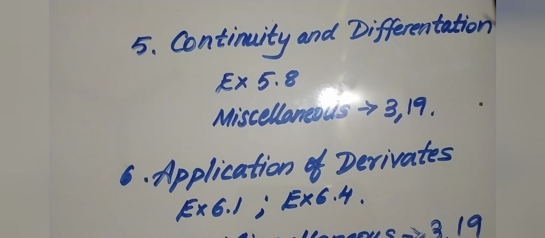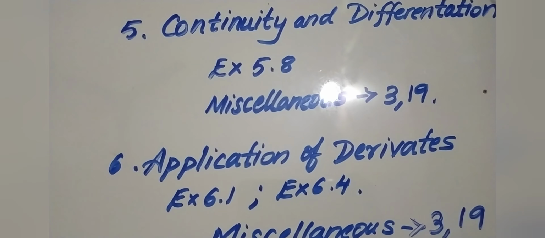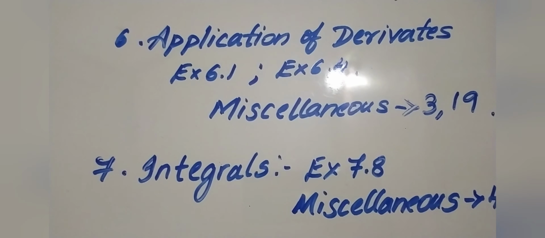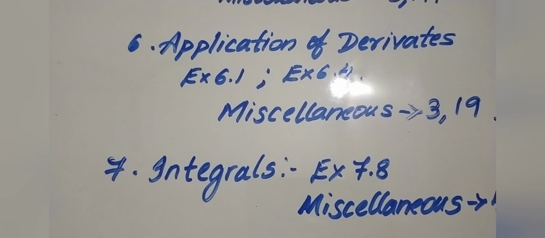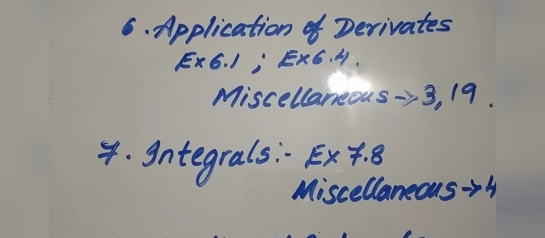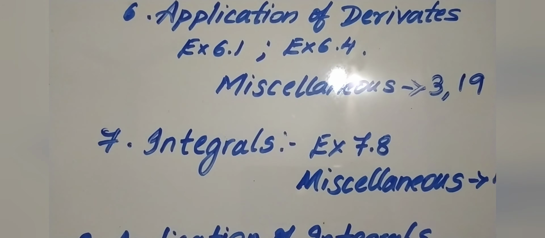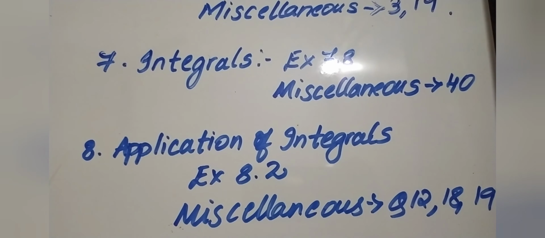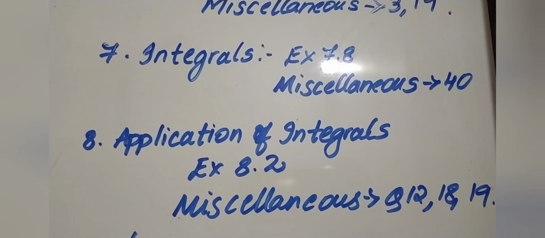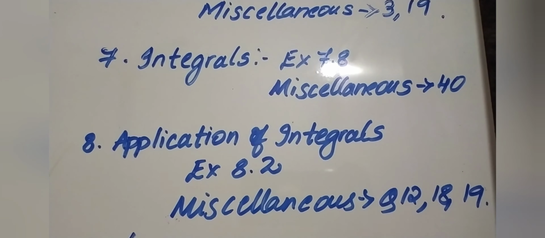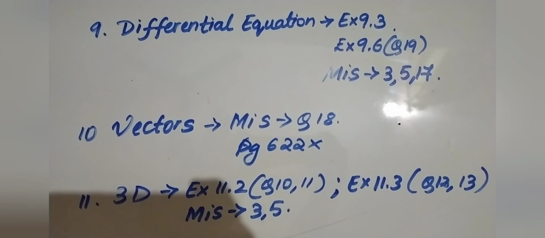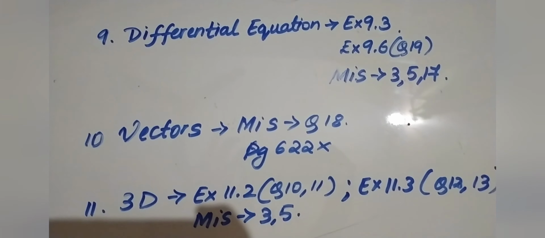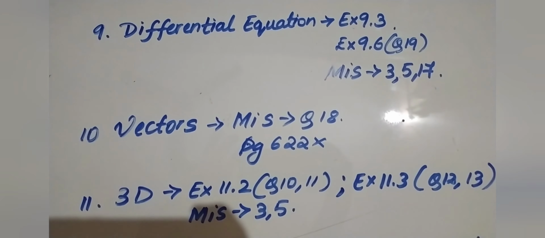And then continuity and differentiation: exercise 5.8 and miscellaneous exercise question numbers 3 and 19. Application of derivatives: exercise 6.1, exercise 6.4, and miscellaneous, question numbers 3 and 19. In integrals you have exercise 7.8 which is deleted, and in miscellaneous question number 40. In applications of integrals, exercise 8.2, and in miscellaneous question numbers 12, 18 and 19 have been deleted. Now differential equations: exercise 9.3, exercise 9.6, question number 19, miscellaneous 3, 5, 17 are deleted.